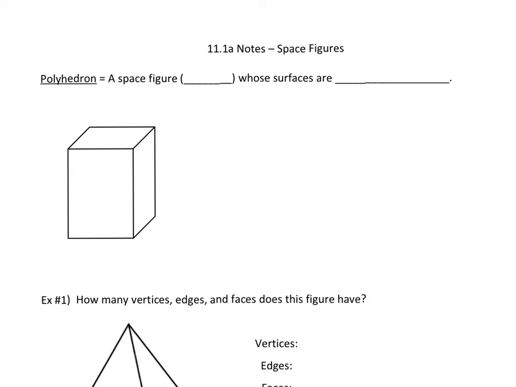Go. 11.1a, space figures. We are going to talk just about some of the parts to these space figures. The thing you need to know when we talk about space figures, we're just talking about three-dimensional figures, okay? So 3D figures whose surfaces are all polygons. Okay, just the basic shapes we've been talking about. So you'll have a lot of rectangles, you have triangles, hexagons, pentagons, any polygon with a bunch of rectangles, or even just triangles, can make up a polyhedron, okay?